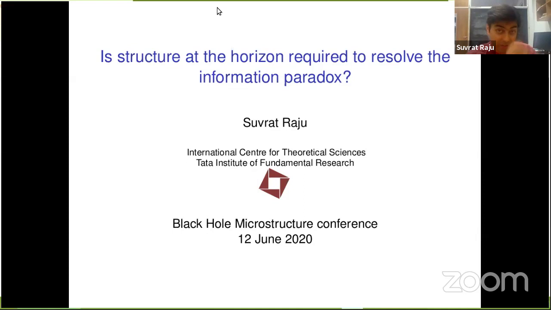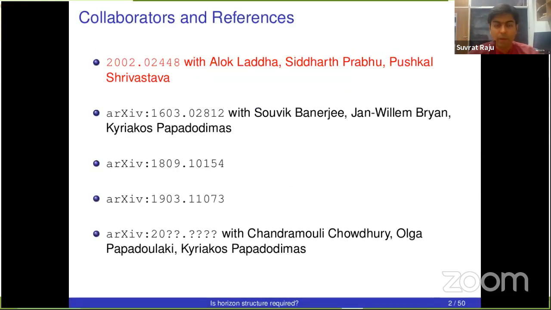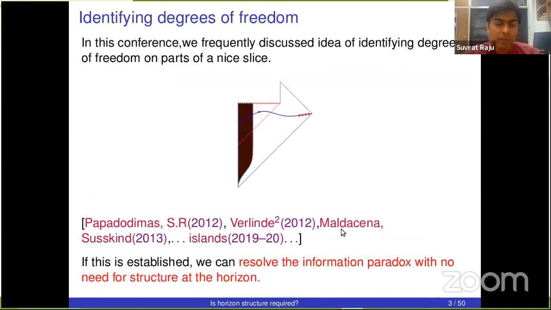And I've had a great time so far in all the discussions and listening to the talks. So my talk today is going to be based on some work that I've been doing over the past few years. I'm largely going to talk about this last paper I wrote with Alok, Siddharth, and Pushkal. But I'll also make reference to some earlier work and also some work in progress with Chandramouli, Olga, and Kyriakos.